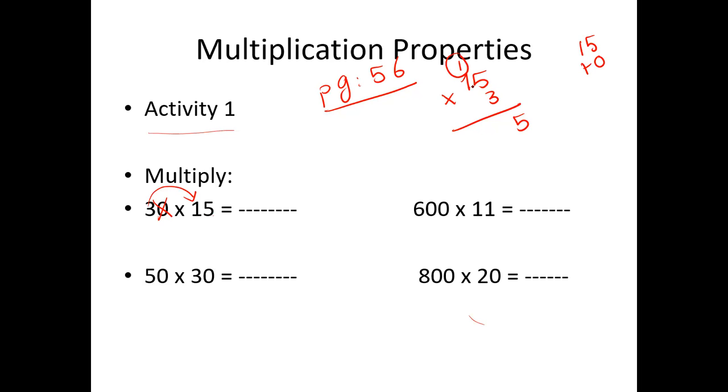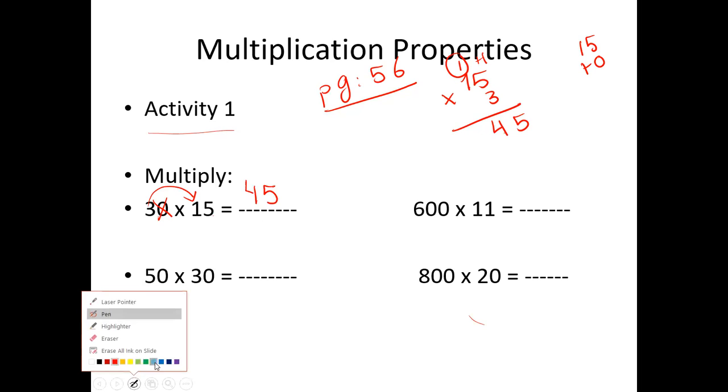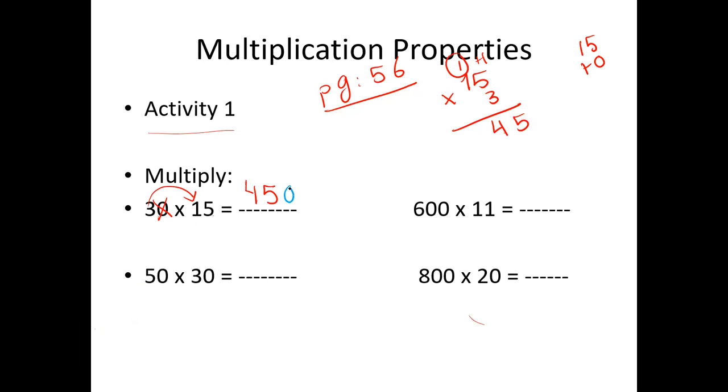3 times 1, it's 3. Don't forget to add it with 1, it becomes 4. So 45. Then, how many zeros do we have here at the end? We have just 1 zero. We skipped 1 zero, we placed at the end. So the answer is 450.